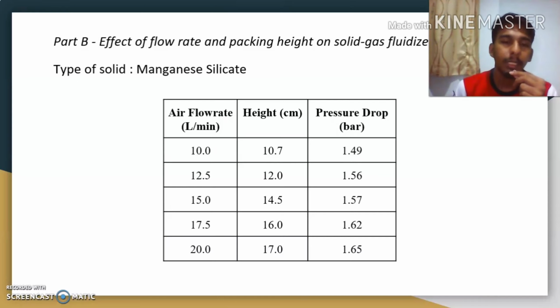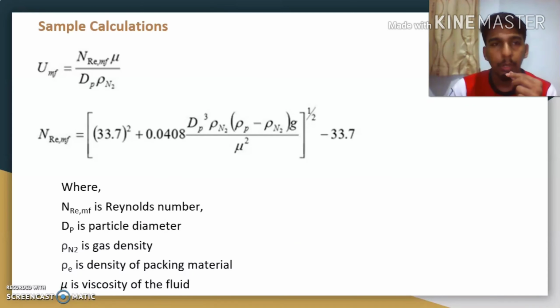So as we can see here, as the flow rate increases, the height and also the pressure drop are also increasing. So now we are going to see the sample calculations used in order for us to calculate the minimum fluidization velocity. Before we go into detail, I just want to explain what minimum fluidization velocity is. It's basically where the drag force of the gas is equal to the weight of the particles.